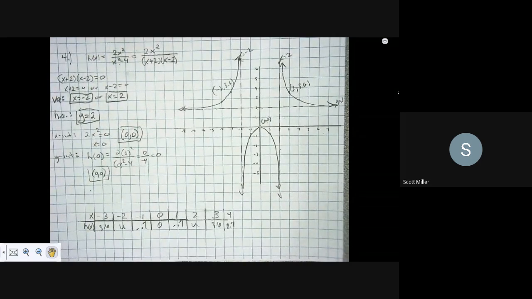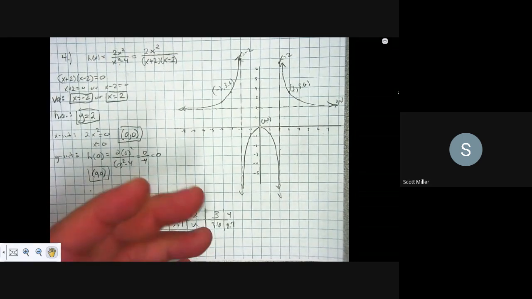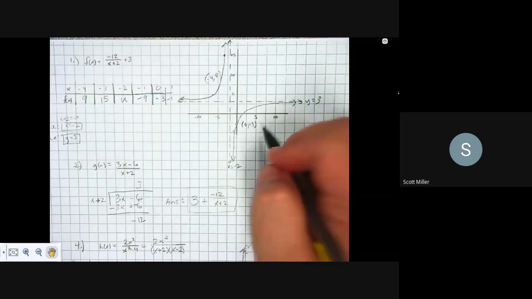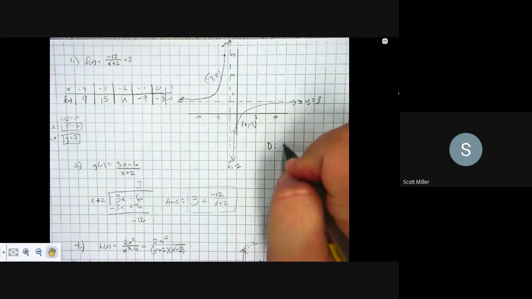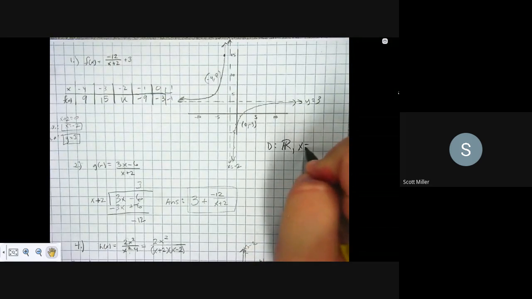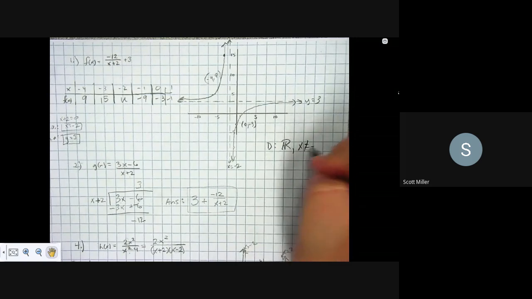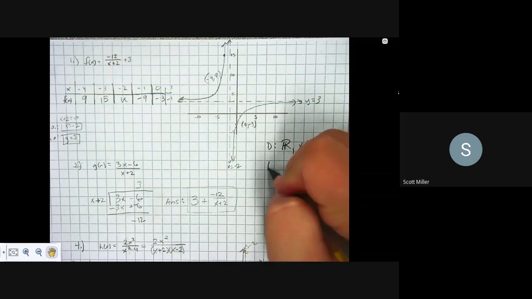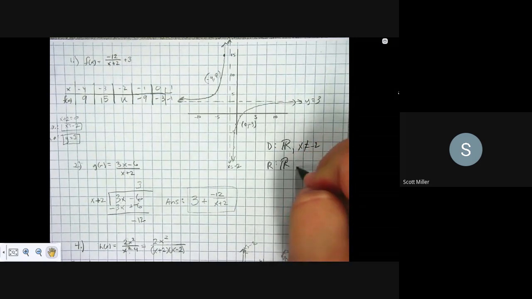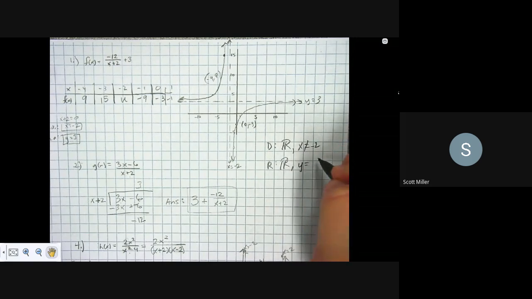So the only thing left to do at this point is to determine the domain and range of these functions. Because these are a little bit more complex than the simple one. The simple one we just simply threw out, like here, the domain is all the real numbers, x does not equal this vertical asymptote, and the range is all the real numbers excluding the horizontal asymptote.